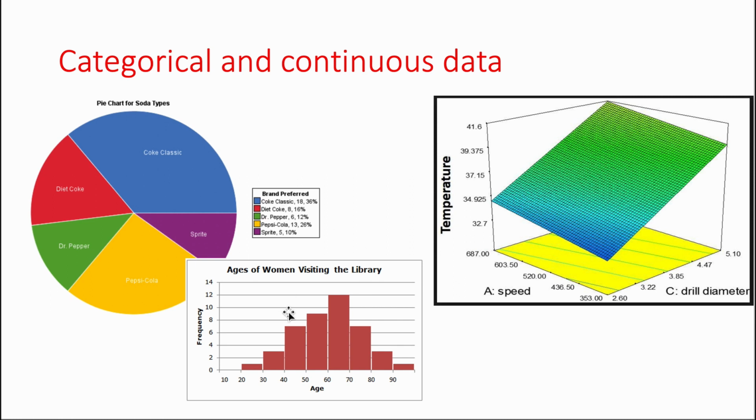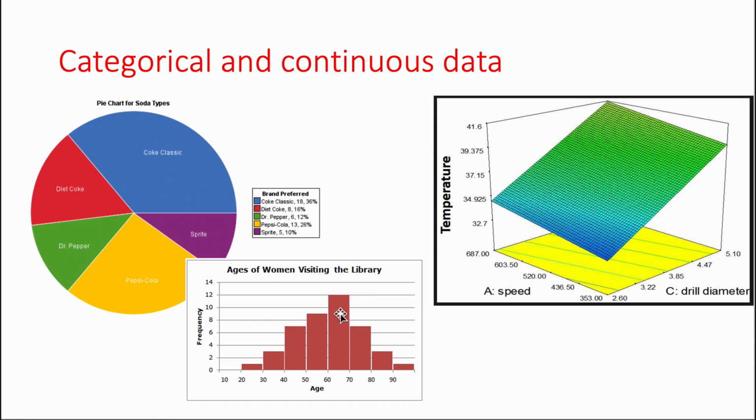Now, this histogram or bar graph underneath is also categorical data. It makes sense that the figure is set up like this. The title of this figure is Ages of Women Visiting the Library. I know it is a kind of bizarre data set, but we have frequency as a function of age, right? So we have 12 individuals from ages 60 to 70 that visit the library.